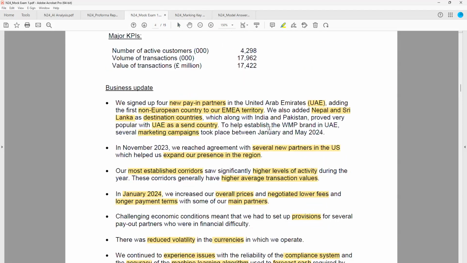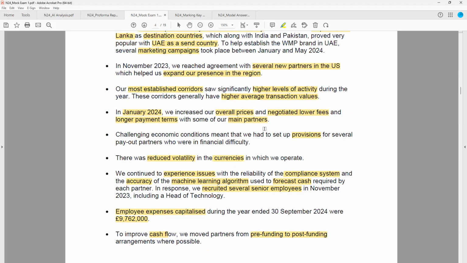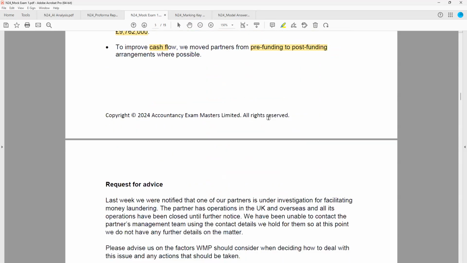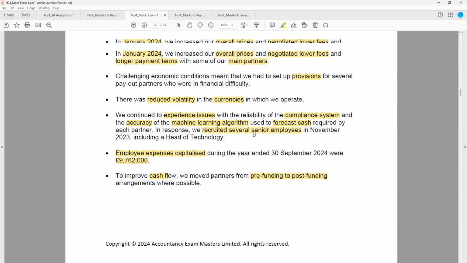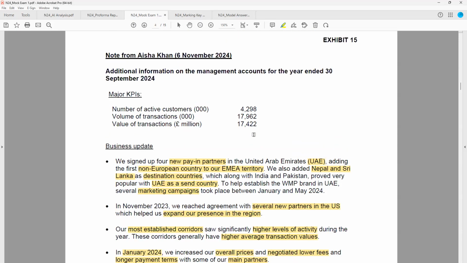But I would say, in my opinion, it's probably worth having at least a skim through it all so you know what's happened. And then I would leave the request for advice separate, and then come to that when you attempt it.